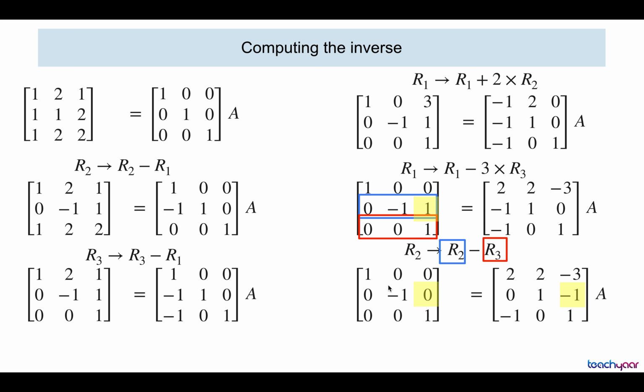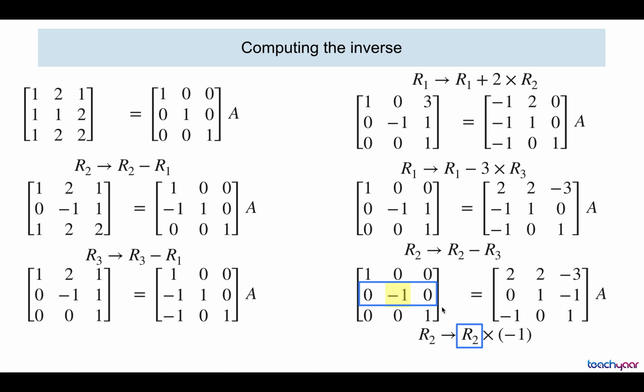Now there's only one thing that needs to be changed. This particular term needs to be made 1. So what do you do? You do R2 is R2 times minus 1. Because if you remember the 3 elementary operations, it's either scaling a matrix by a scalar, or it's flipping a row or a column. So it's either scaling a row by a scalar or scaling a column by a scalar.